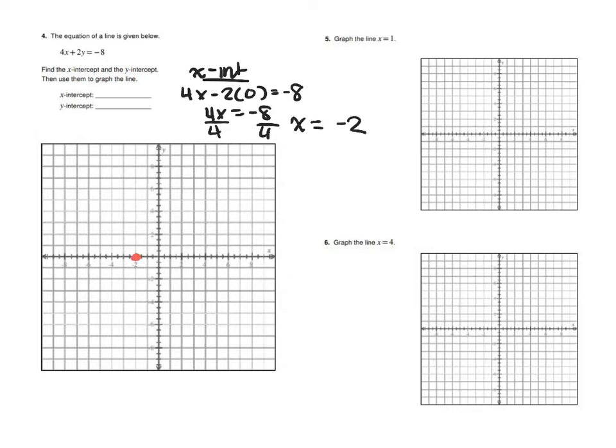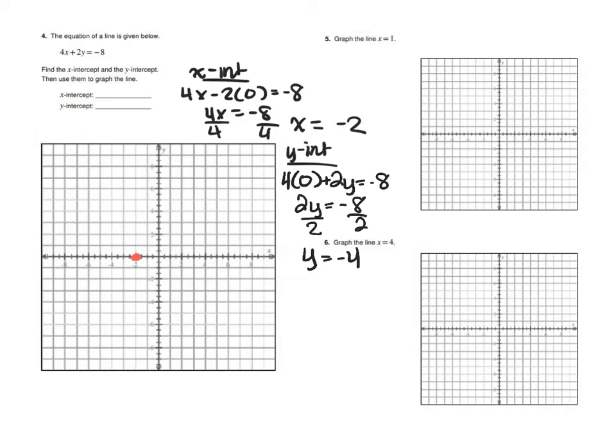Then I'm going to find my y-intercept. I'm doing the same thing, except now, again, I'm changing my x to 0. That leaves me with 2y equals -8. Divide by 2, divide by 2. And I'm left with y equals -4. And I'm going to plot that point at -4, and then you connect your dots.